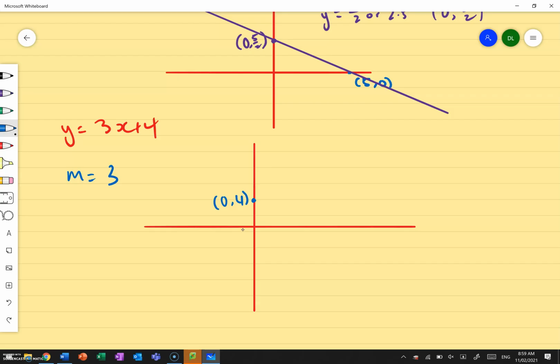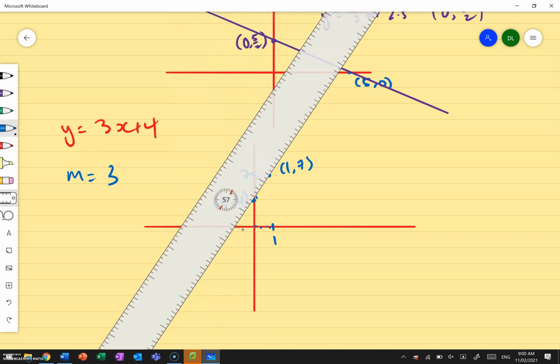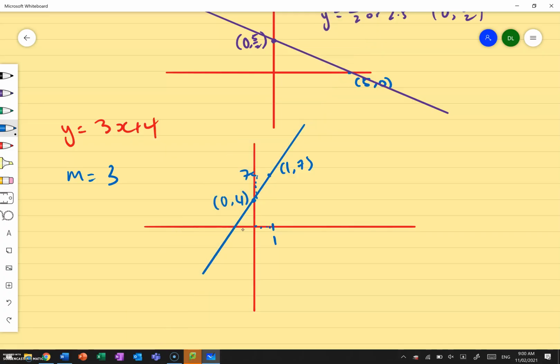I go up by 3. What's the y value there? 7. Easy. And if I go up by 3, I have to go across by 1 because the gradient is 3. So if I go across by 1, what is my x value? 1. So now this point is (1, 7). Once again, I connect the dots. There we go. And that's our line there.